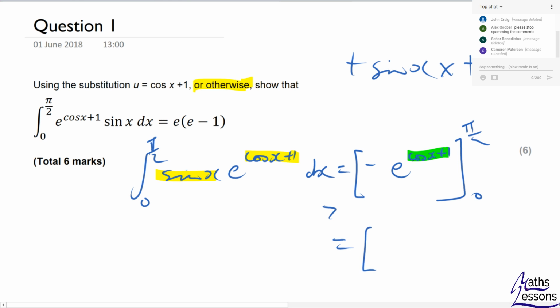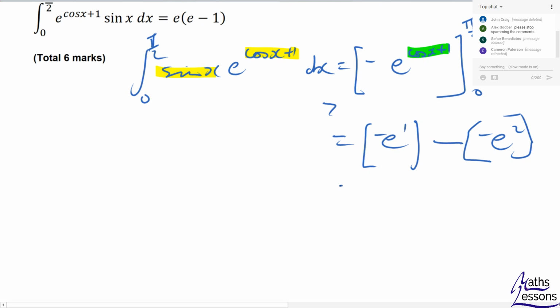So if we put pi by 2, cos of pi by 2 is 0, plus 1 is 1, e to the 1 is e to the 1. Let's leave that. And then we'll subtract from that the 0 value. Cos of 0 is 1, plus 1 is 2, it's minus e to the 2. So that's going to be minus minus a plus, so you're going to get e squared minus e to the 1. Take out a factor of e and you get what we need to show.